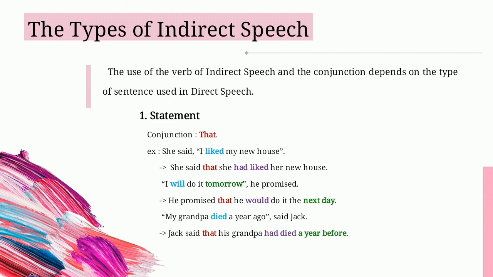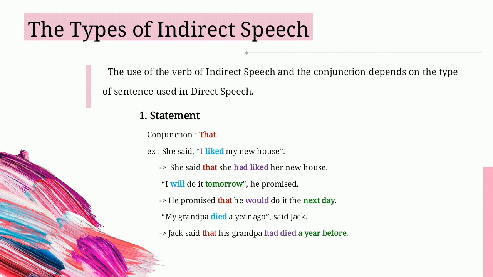Next is the types of indirect speech. The use of the verb of indirect speech and the conjunction depends on the type of sentence used in direct speech. First is statement. The conjunction is that. For example, in a direct sentence, she said, "I like my new house." In an indirect sentence it became, she said that she had liked her new house.